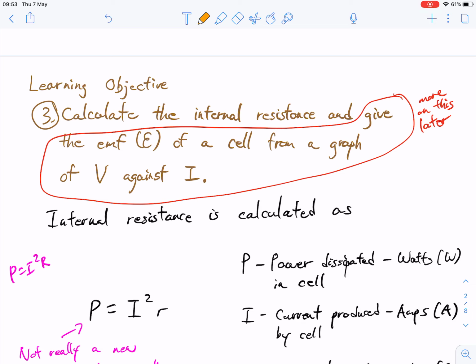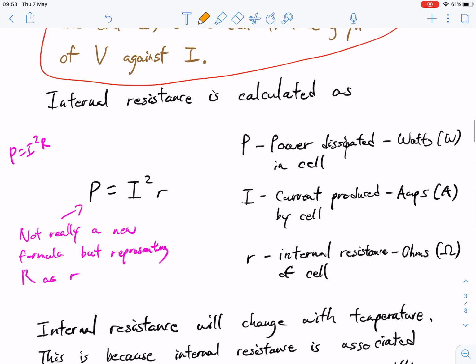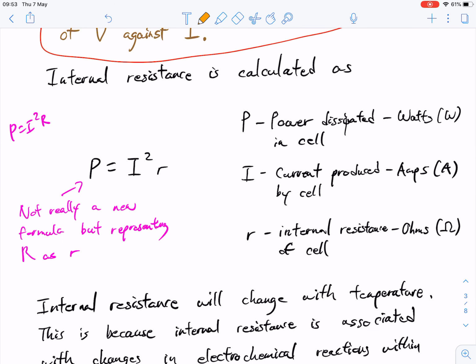Okay, so next up we're going to get into some calculations. We want to be able to calculate the internal resistance and give the EMF of a cell from a graph of voltage or potential difference against current. Now we're going to look at the graph part of this a little bit later, but we are going to get into the concepts of electromotive force, or EMF, and internal resistance. So internal resistance can be calculated as power equals I squared times little r.